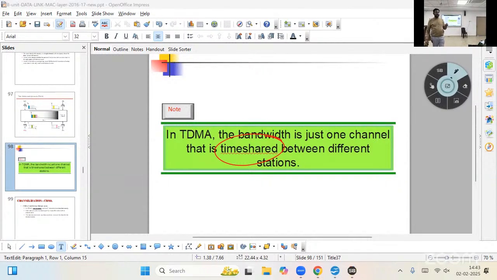So what will happen to avoid the collisions? These are all used for channel allocation. For the channel, the first one is frequency, the second one is time, the third one is code.